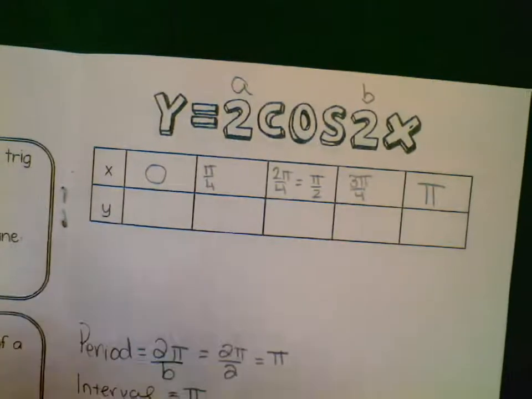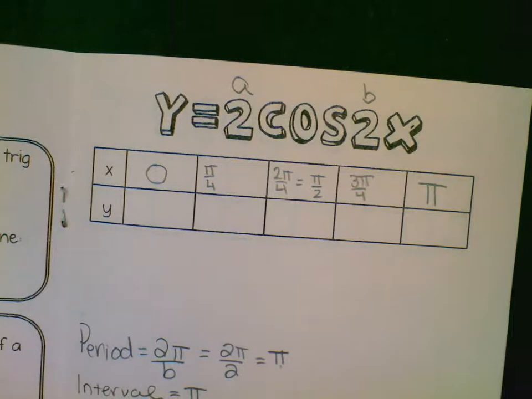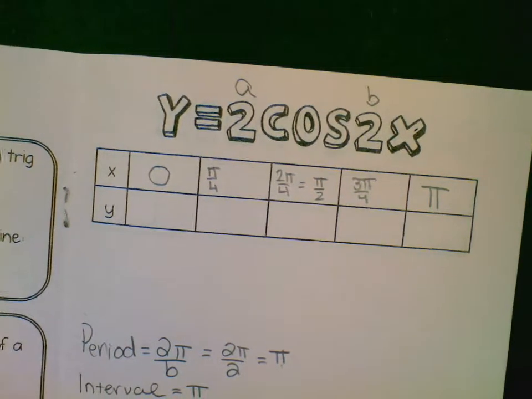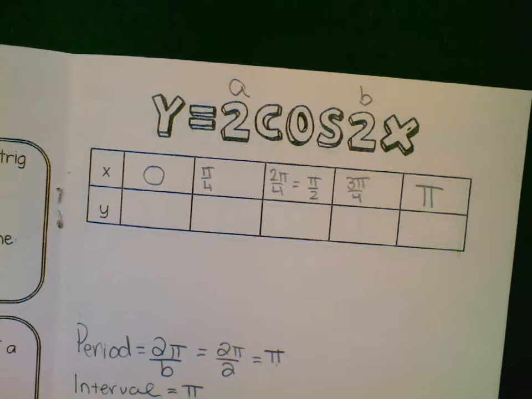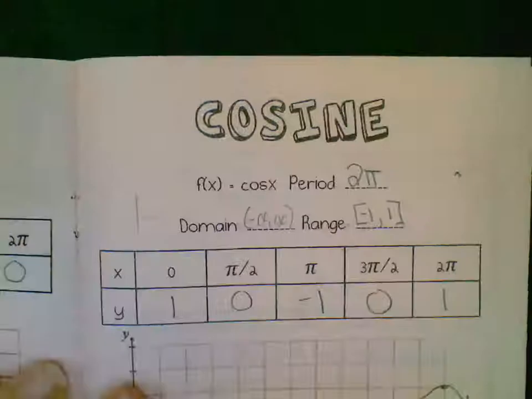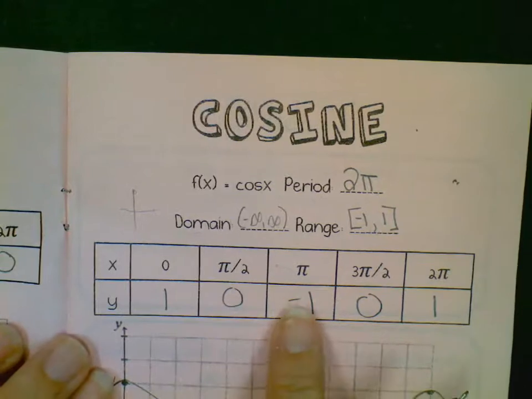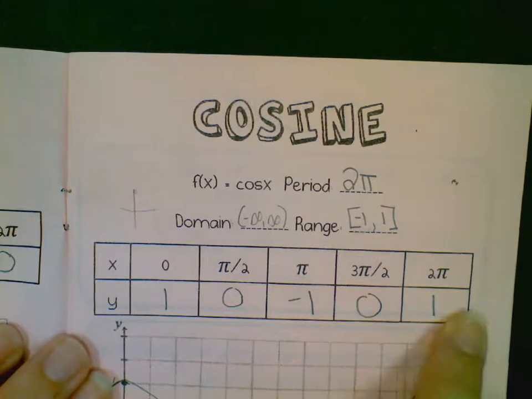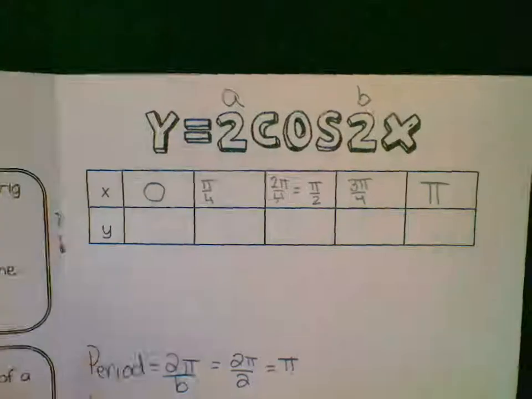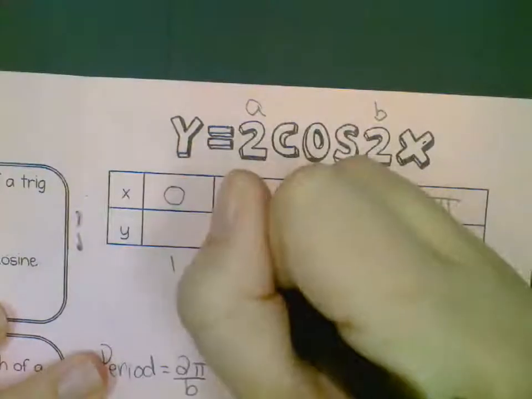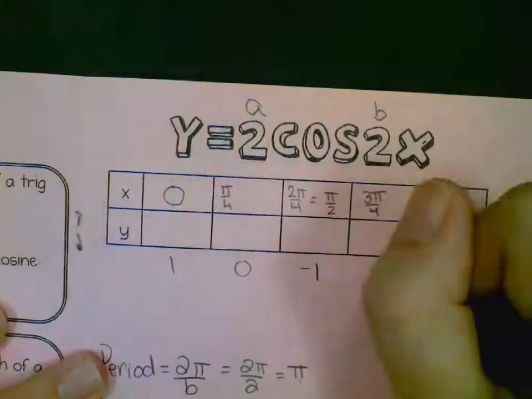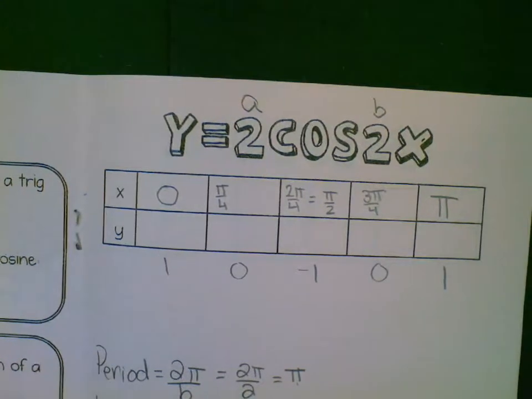Okay, so to find our x or y values, we have to take a look at our normal y values. So what's happening for normal cosine? So if you go back and look, we start at 1, we go down to 0, go down to -1, back to 0, and back to 1. So those are our normal y values: 1, 0, -1, 0, 1. And that's without any amplitude or any stretching happening in your graph.